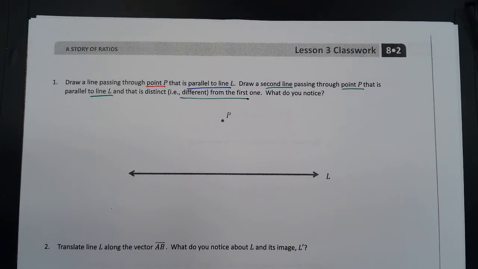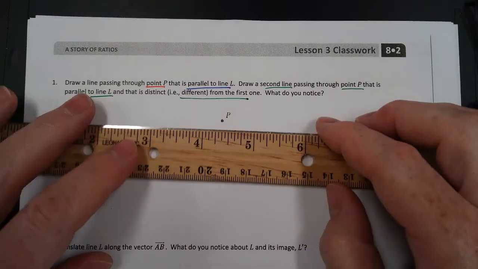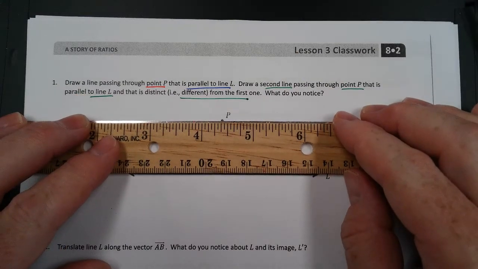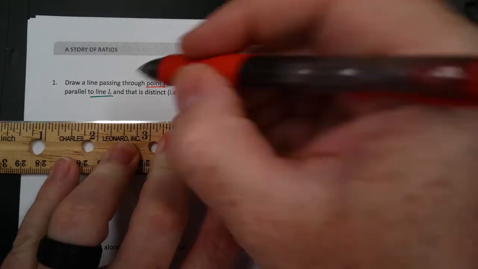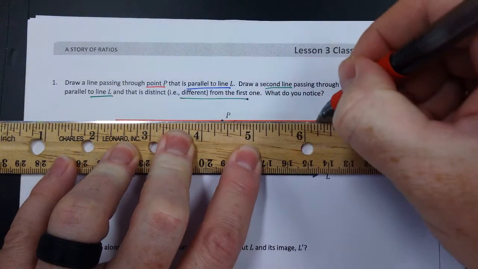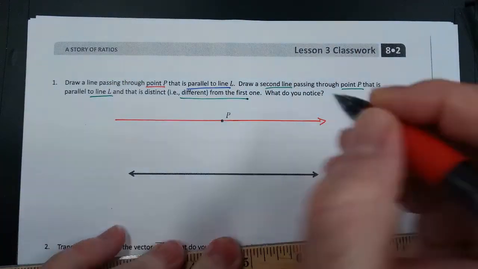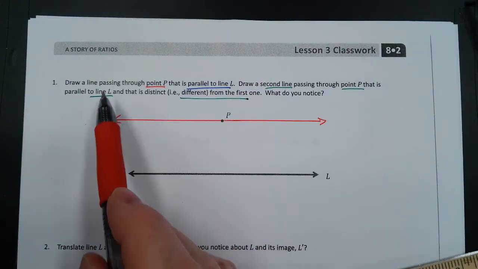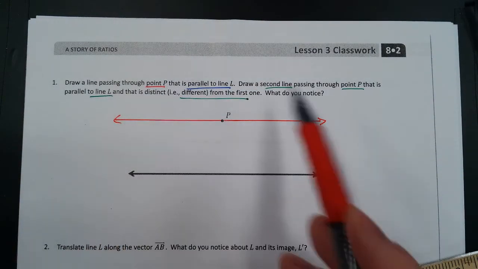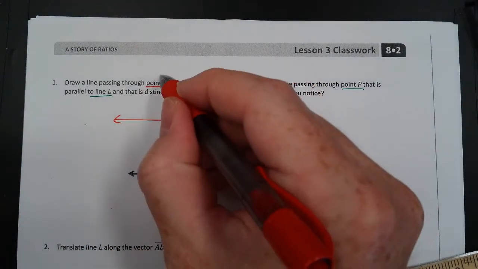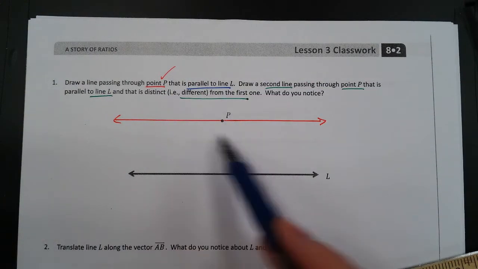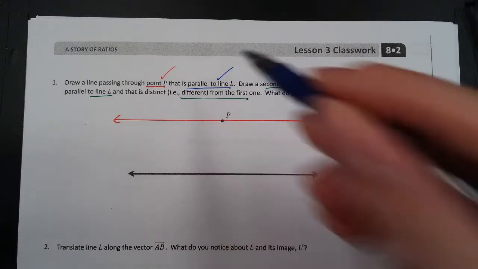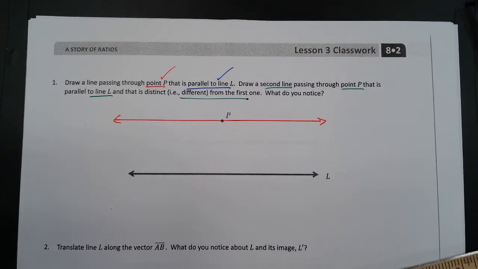Okay, so let's start by drawing a line that's parallel to line L. I'm going to use a ruler to make sure I stay parallel and to make sure I do a straight line. So this is my line. It passes through point P. Check. It is parallel with line L, means it will never touch line L. Check. Good. First sentence done.